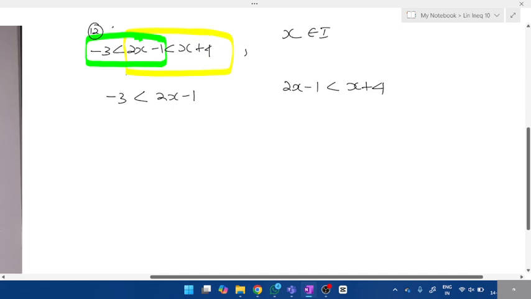Don't draw a number line, students. Just complete these two equations and let me know what answer you get.